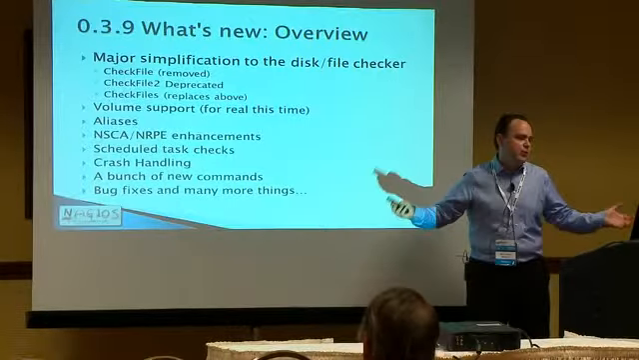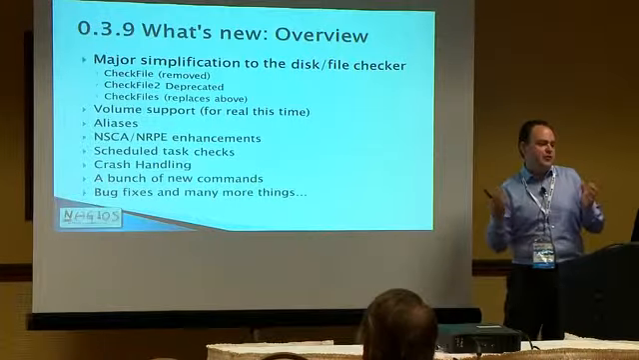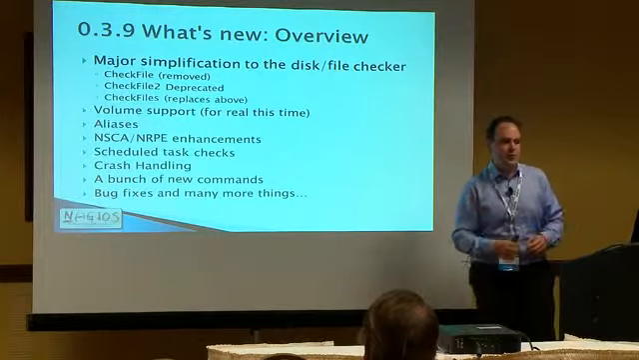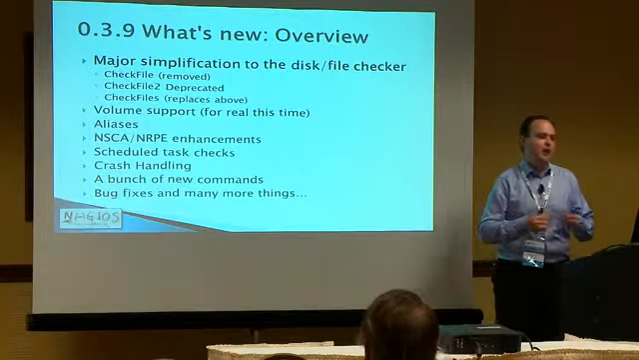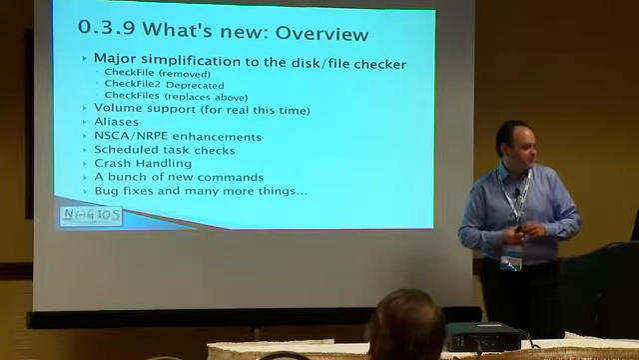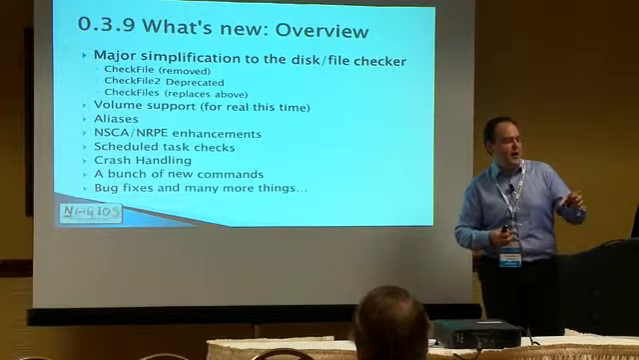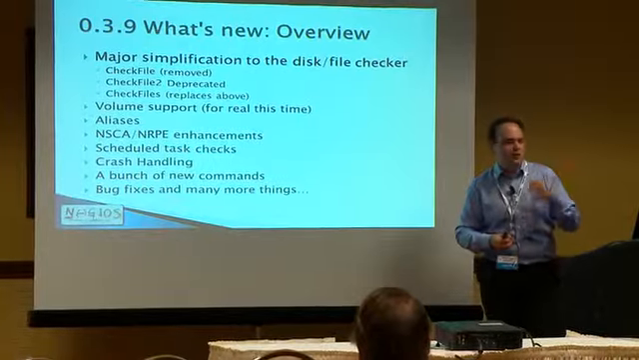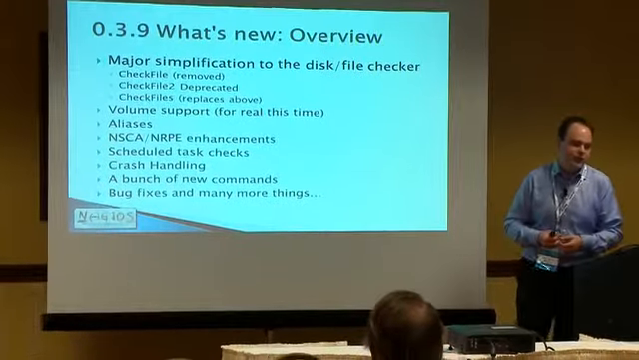So 0.39, what's new? 0.39 is generally a sort of maintenance version, which means that I've spent 6 months writing a lot of new stuff which doesn't work. There are no really bug fixed versions because that's boring. The main thing is that I've redone the file-related stuff, so the check file commands are changed around a bit.